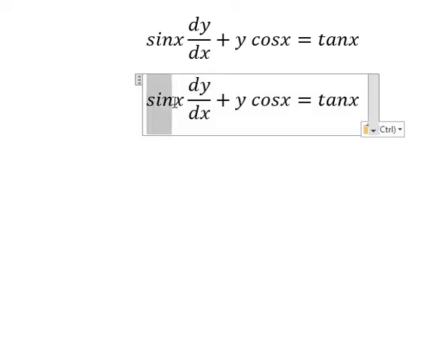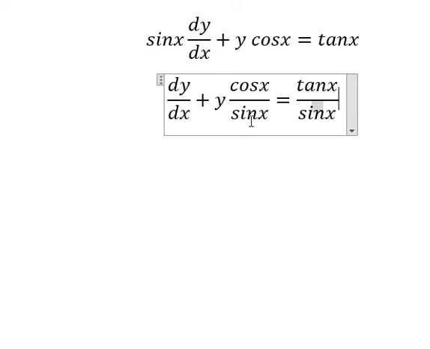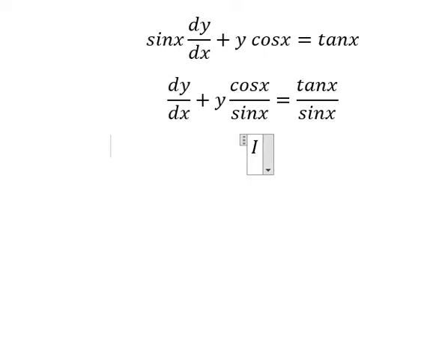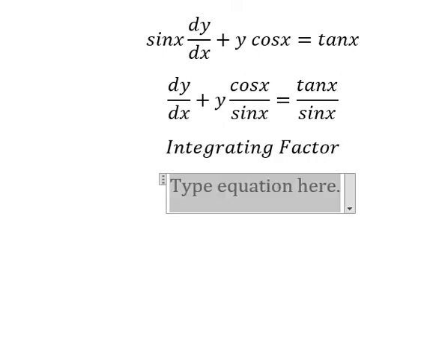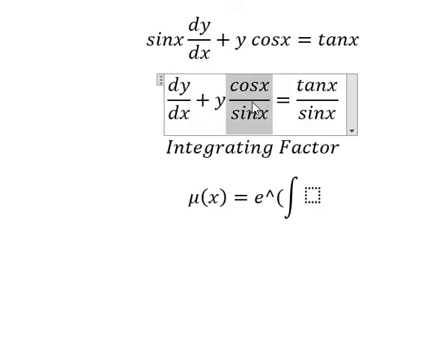We need to divide both sides by sinx. So we have y and the first derivative of y. So we can use an integrating factor. We need to find mu of x, which equals e to the power of the integration. We see that this one is next to y. So that is the integrating factor.